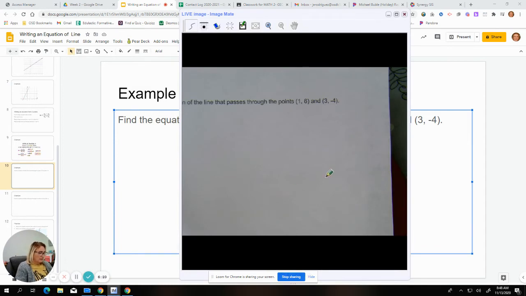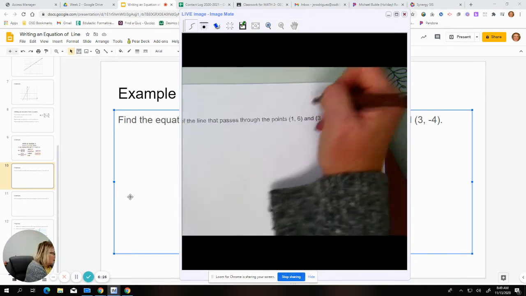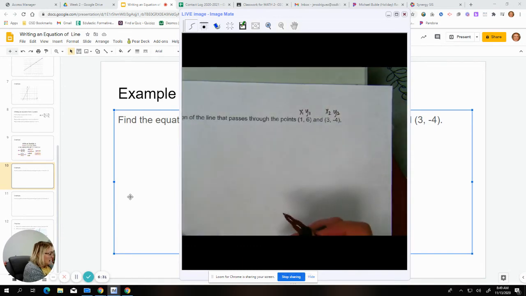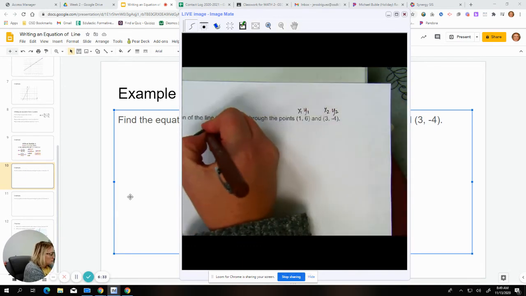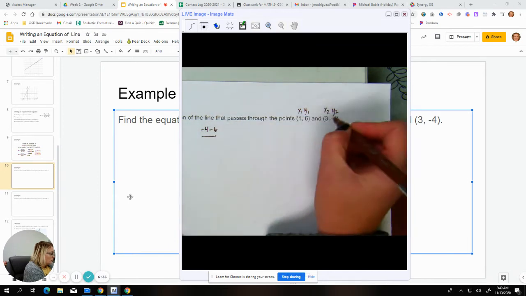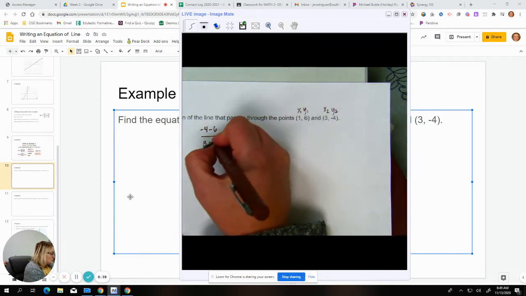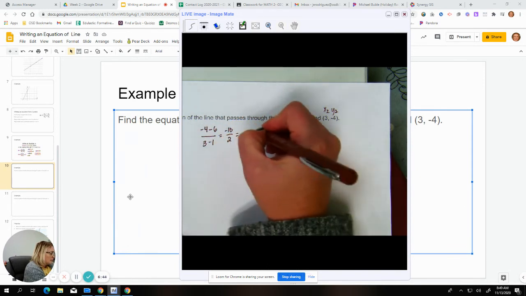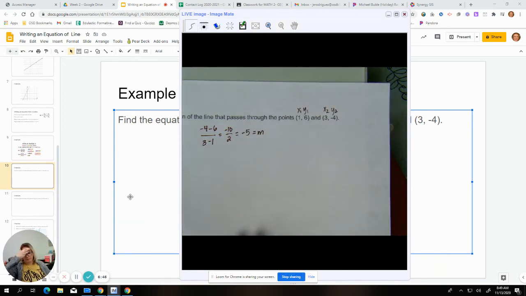All right, the very first thing that we're going to do is find our slope. I'm going to call this x1, y1, x2, y2, and we're going to plug it in. So y2 minus y1 over x2 minus x1 gives me negative 10 over 2, or negative 5, and that is my slope. I noticed last week some people were mixing up their x and y, so you want to make sure you're labeling and plugging into the formula as it needs to be, okay?